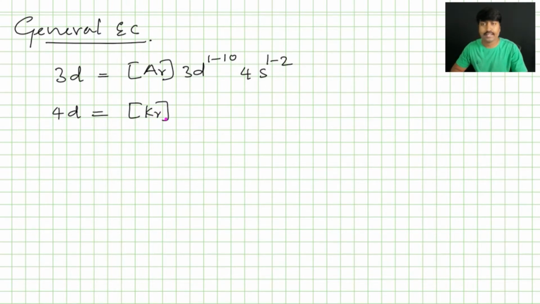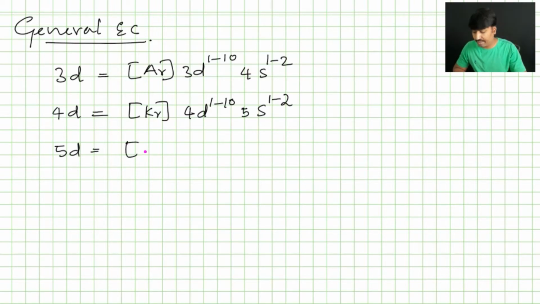Krypton is the noble gas, and then it is 4d 1 to 10, and the next, the 5s, is having 1 to 2. And after that we have the 5d series. These electronic configurations are needed, students.